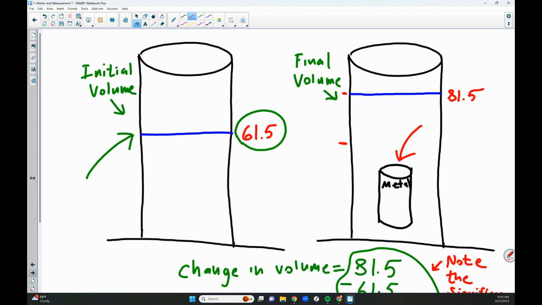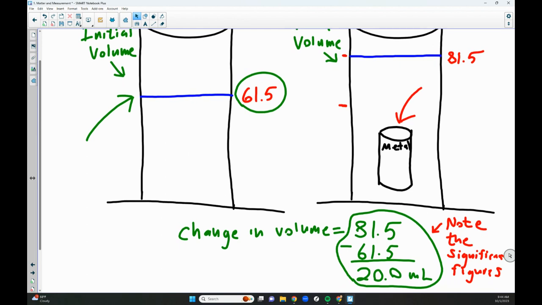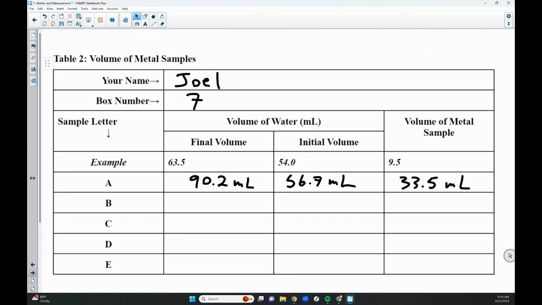So the volume in this case goes from 61.5 to 81.5, and we can do some subtraction down here. In this case, the change in volume is 20.0. Notice that I put that 0.0 there because that's the precision that we're working with here, to the tenths place, using our rules of significant figures. So I just calculated the volume of this piece of metal to be 20.0 milliliters. So let's go to our data table now.